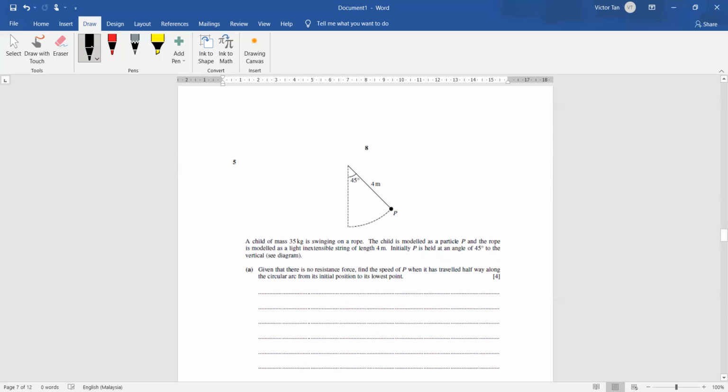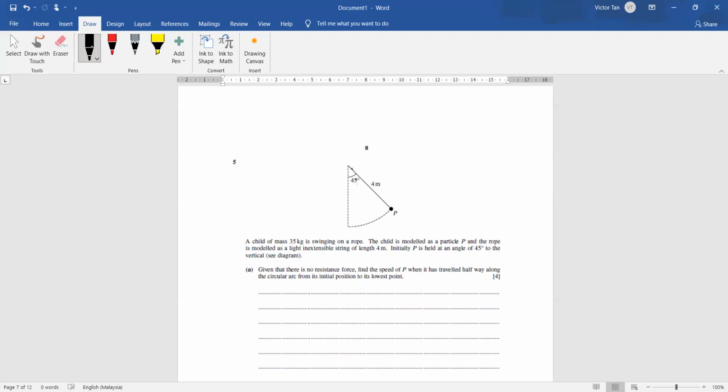A child of mass 35 kilograms is swinging on a rope. The child is modeled as a particle P and the rope is modeled as a light inextensible string of length 4 meters. Initially P is held at an angle of 45 degrees to the vertical. Given that there is no resistance force, find the speed of P when it has traveled halfway along the arc from its initial position to its lowest point.